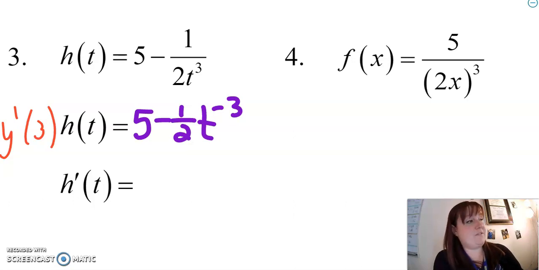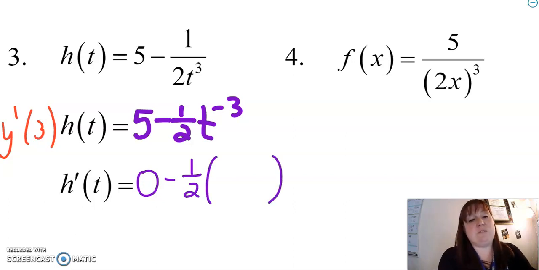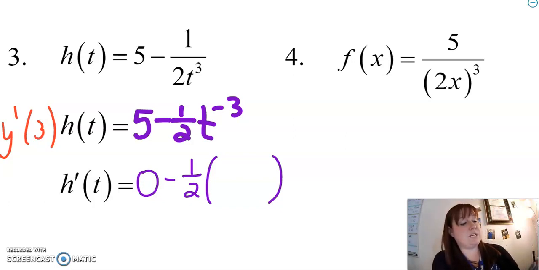So now that I have that written as an exponent, now I can take the derivative. Well, the derivative of 5 is 0. And then the derivative of this, remember the scalar multiple rule tells me I can leave that 1/2 outside. And I can take the derivative of t to the negative 3. And then I can just multiply the negative 1/2 times the derivative. So the derivative of t to the negative 3, I bring the negative 3 down. So I have negative 3t.